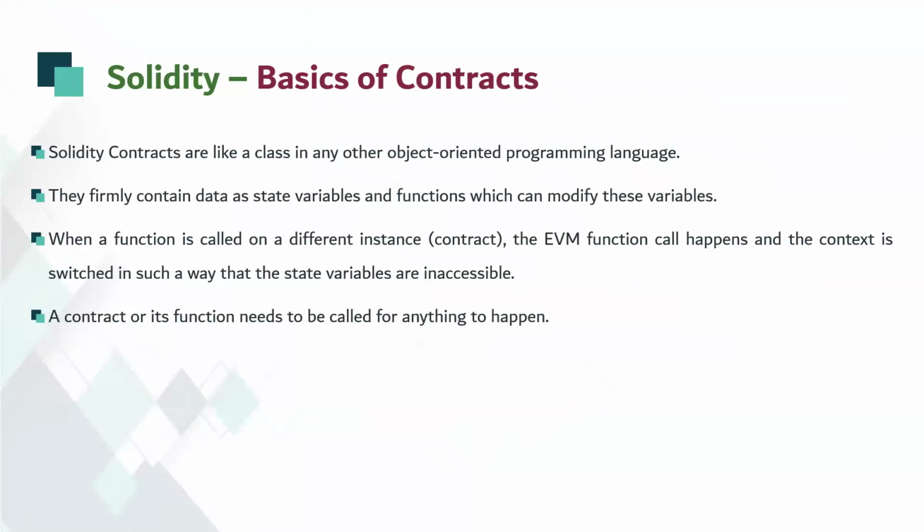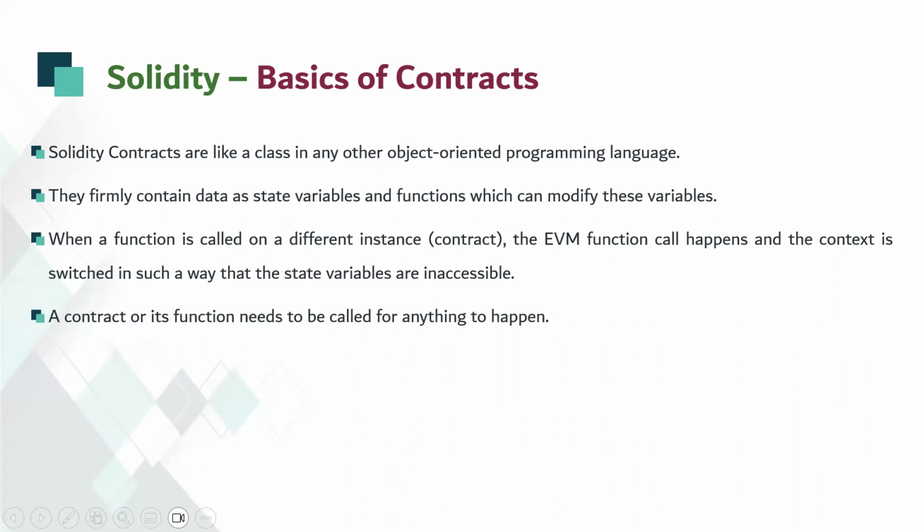Solidity contracts are like a class in any other object-oriented programming language. This means there is a similarity between Solidity contracts and the classes in other object-oriented programming languages. Contracts in Solidity serve as a blueprint for creating objects or instances that can hold data and define functions. They contain data as state variables and functions which can modify these variables.